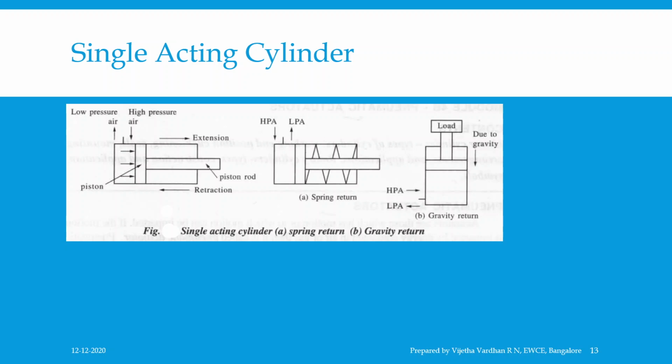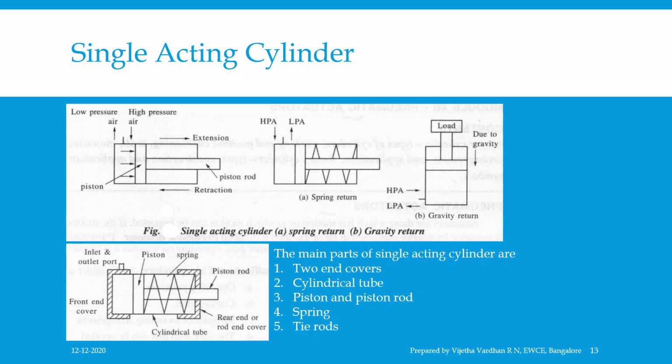Then what is the construction? Let us understand the construction part. Pneumatic cylinders are constructed in a similar manner to hydraulic cylinders, the major difference arising out of differences in operating pressure, approximately 10 megapascals for hydraulics and 1 megapascal for pneumatics. A single acting cylinder consists of the following main parts, which you can see there: the two end covers, cylindrical tube, piston and piston rod, spring and tie rods. The figure shows the assembled view of an air cylinder.